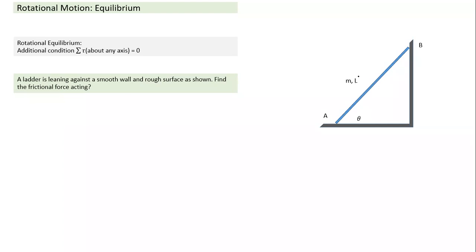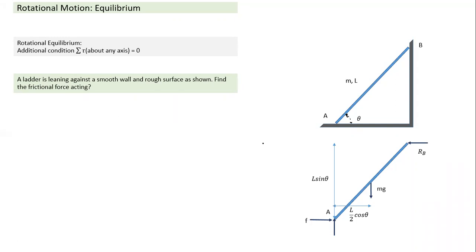If I have to find this, the uniform rod has mass m, length L, and it is leaning at angle theta from the horizontal. Again, this is a question of rotational equilibrium. It is an extended object. So let me mark all the forces. Similar to what we did earlier, here I have marked only the normal reaction, RB. Mg is acting at the midpoint. And at A, since friction is also present, there are contact forces: normal reaction as well as friction.